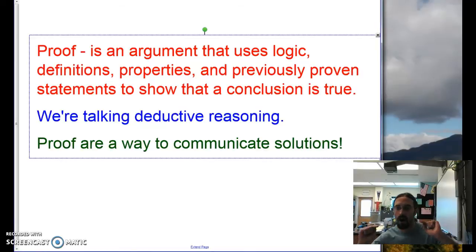Proof is an argument that uses logic, definitions, properties, and previously proven statements to show that a conclusion is true. What this means is we're talking deductive reasoning. When you have an argument with your parents as to why you should stay out later, if you're arguing with your boyfriend about why he was talking to so-and-so, you are using deductive reasoning to prove a point. In math world, a proof is a way to communicate a solution.